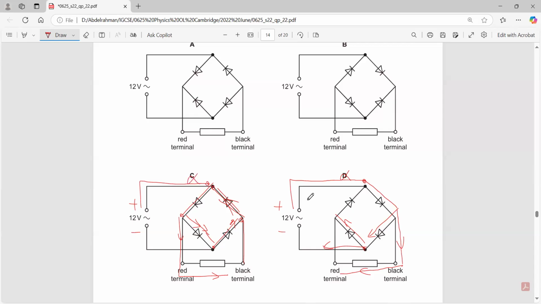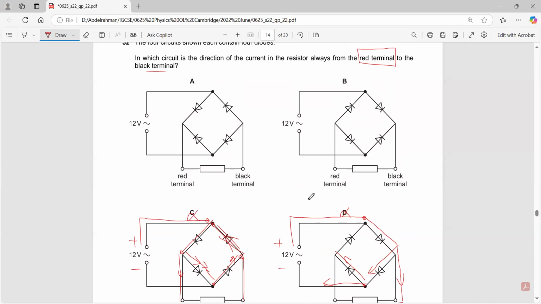What about B? Let's check out B. Again, I have the positive end and the negative end. Let's move in this direction. It is forced at this point to move in this direction. At this point, it is forced to move downwards. It cannot move to the left. So this is a very nice way to move. It will pass from the black terminal to the red terminal, which is not what we want.